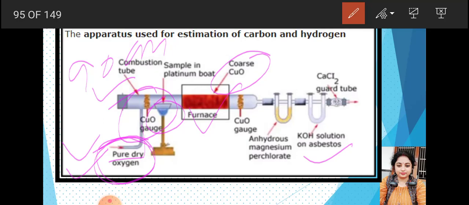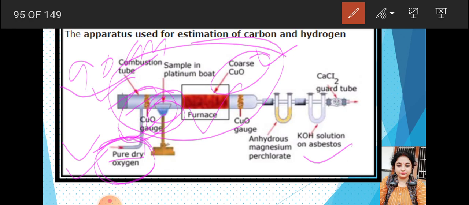Okay, so two units we have seen. One is your oxygen supply, the other is your combustion tube. In this combustion tube we have the compound kept in a porcelain boat, and copper oxide is present, coarse and in the form of gauze, and the furnace is here.